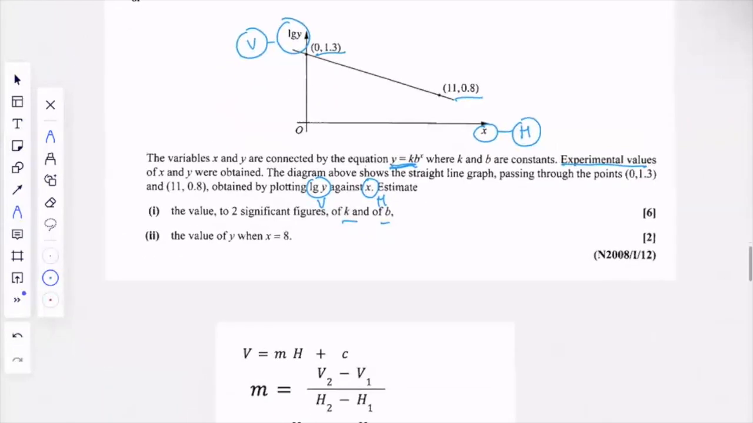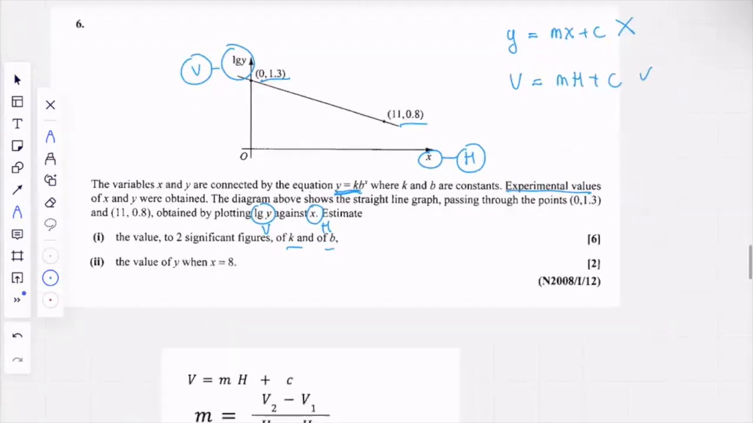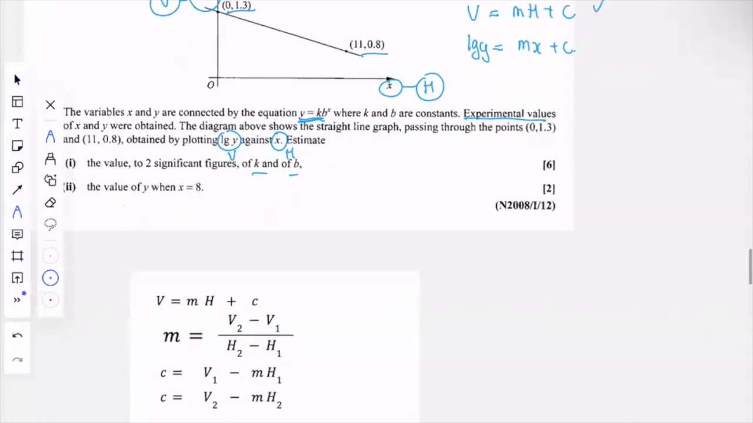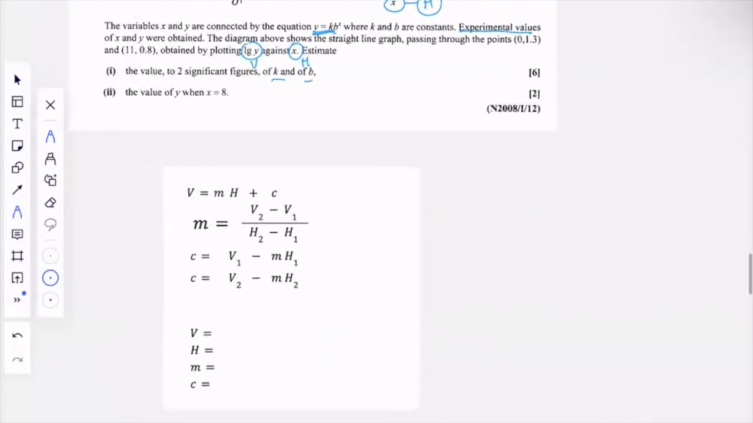Instead of y equals mx plus c, we are not going to use that because the vertical and horizontal axes are not y and x. Instead, we use phi equals mh plus c, and phi is log y. So log y equals mx plus c. What we do is very simple. I already have the pattern here.